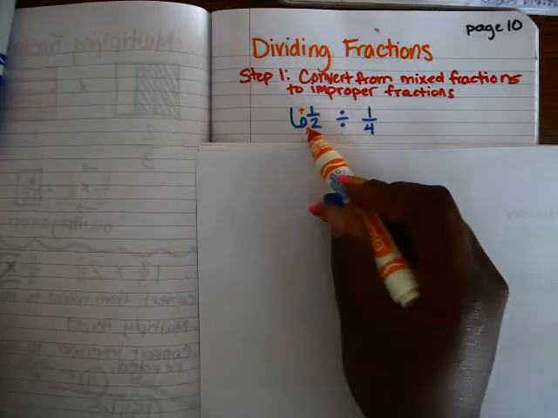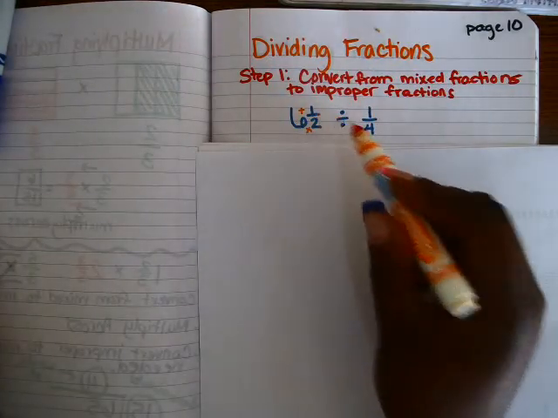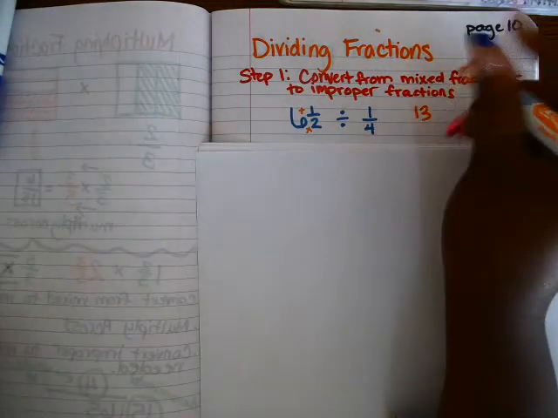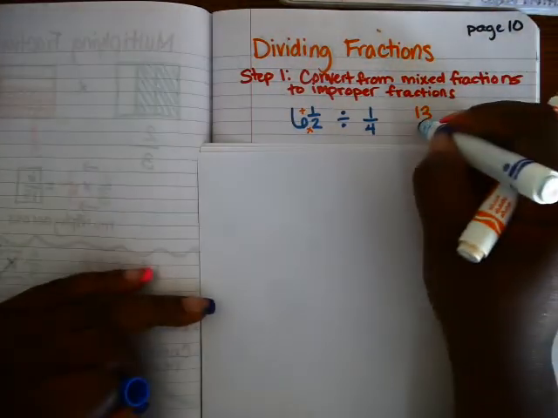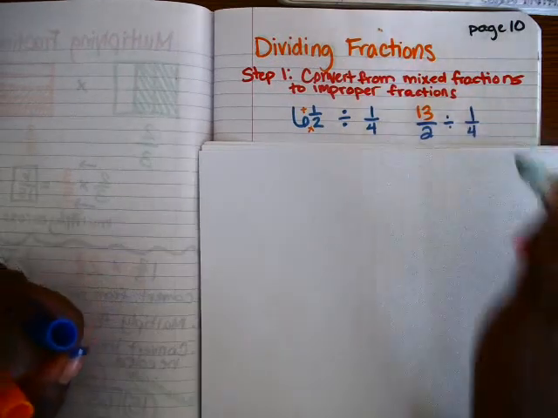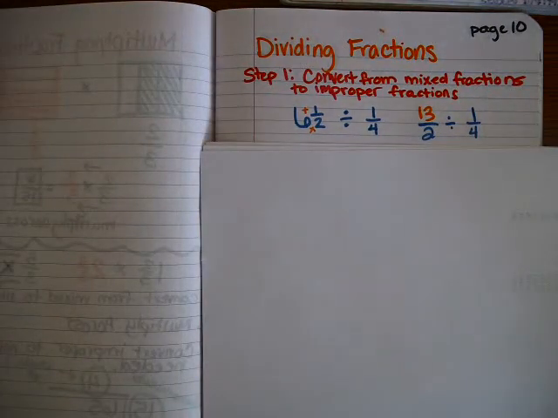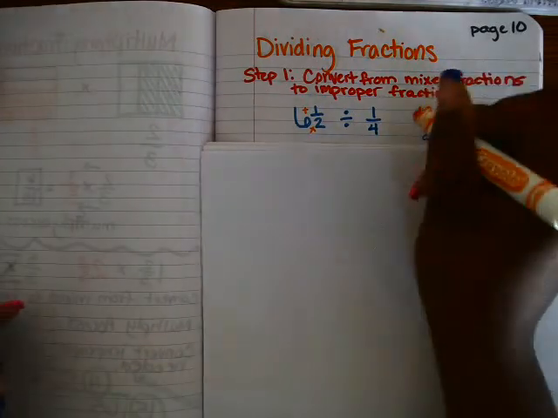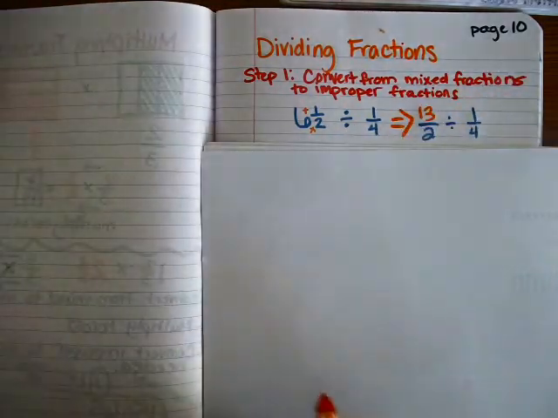I only have one mixed number, so 6 times 2 plus 1 is 13. Of course, the denominator stays the same. And I do not need to change 1/4 because it does not have a whole number by it. So this is my new problem that I'm going to work with here.